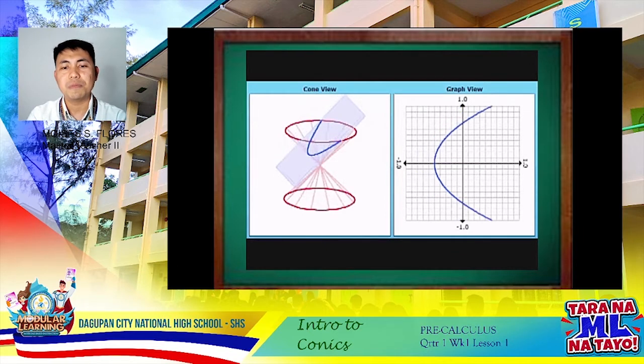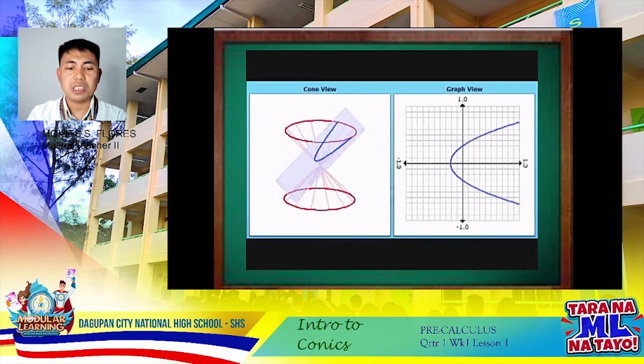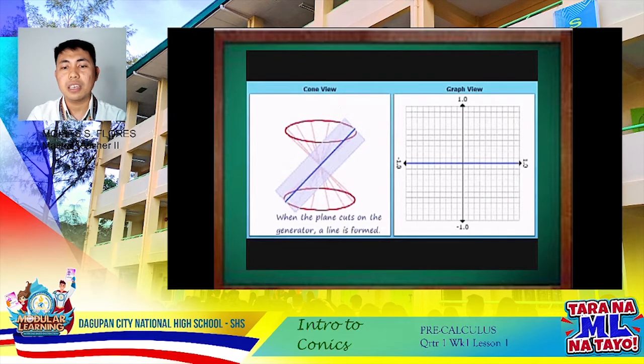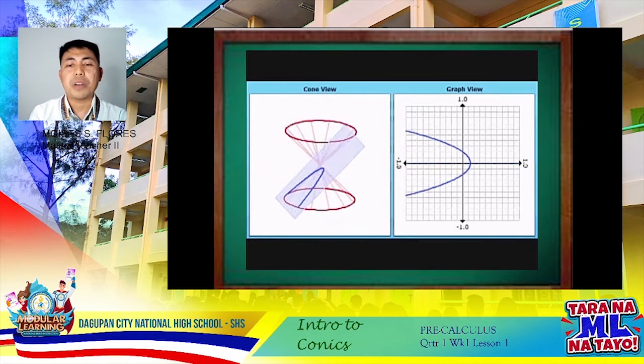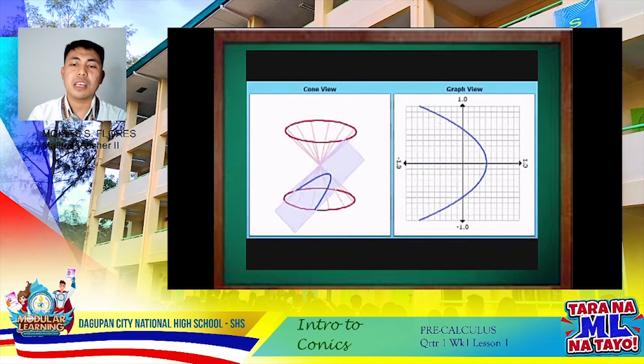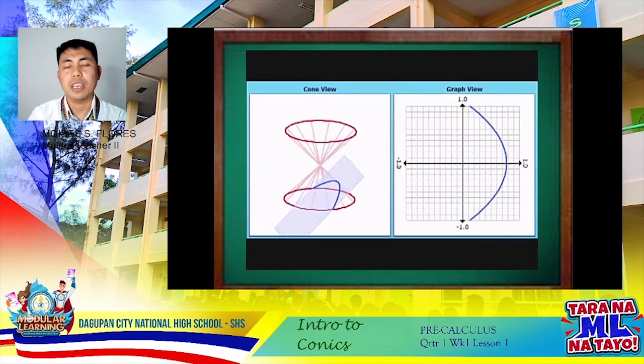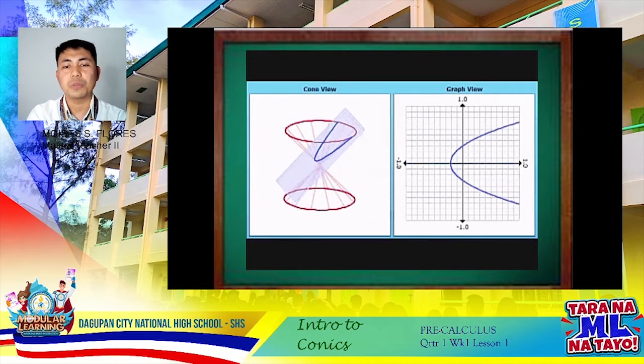Now, you notice that the parabola degenerates into a line once it reaches the generator. So again, the degenerate case of a parabola is a straight line. So there you have how parabolas form by moving a plane on the cone.